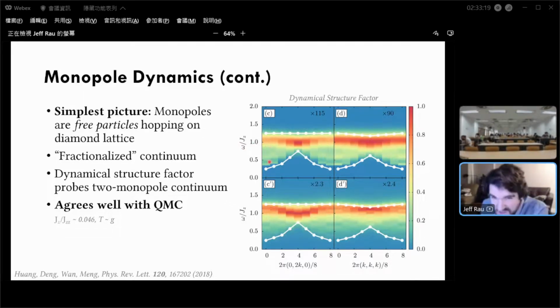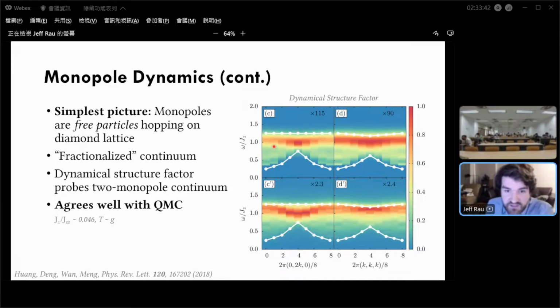And what they see is a continuum of excitations. Basically, when you create a monopole, you don't create 1, you create 2, right? You create a pair, right? And that pair can have any relative momentum with a fixed center of mass momentum, right? And so you get a whole continuum of states for every wave vector due to the presence of these 2 particles, right?